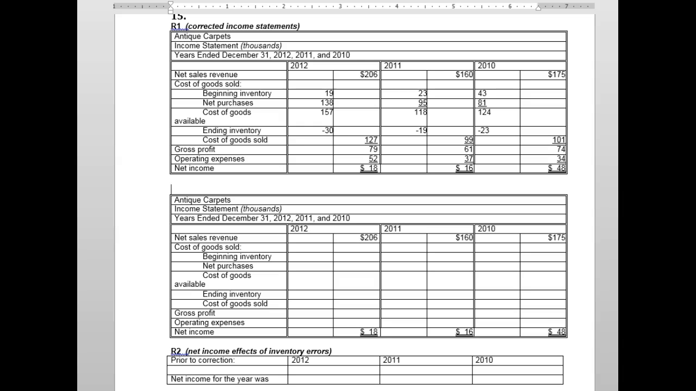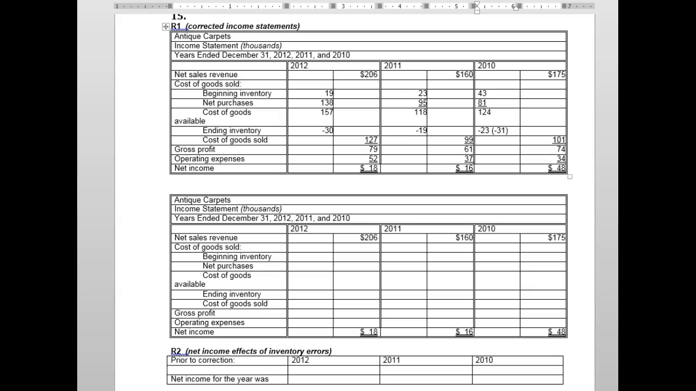They found that the ending inventory for 2010, right here, ending inventory, right here, was understated by 8,000. And, okay, so that was understated by 8,000. So that should have been 31,000. That's 1. Should have been a negative 31.